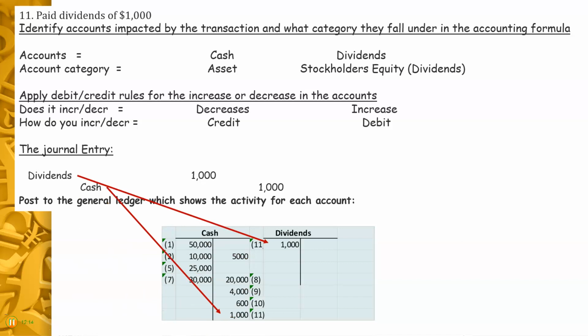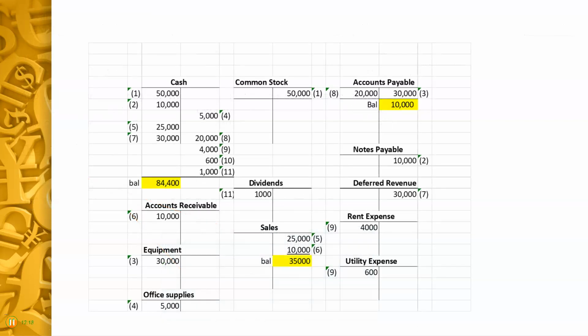Now let's take a look at what our general ledger looks like. So here's what it would look like, and they would actually be separate. If you're doing it manually, they would be separate cards. And in the computer, it would be a separate account. You would have assigned numbers to all of these.